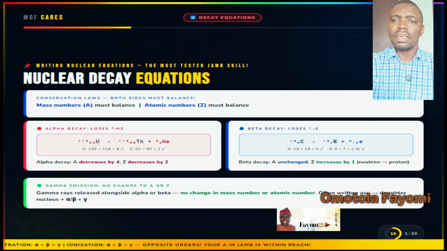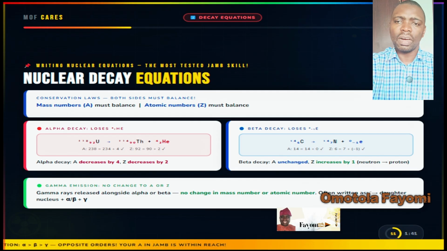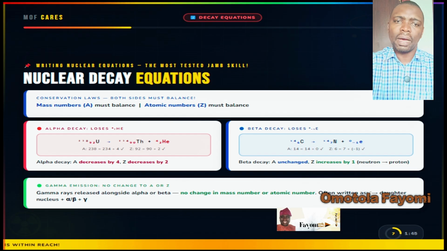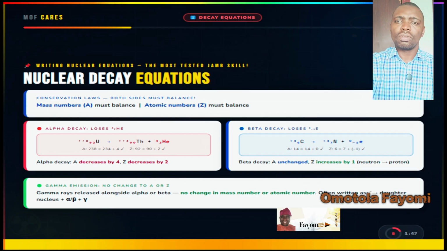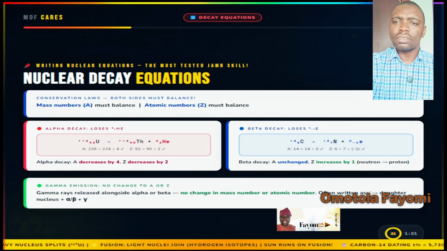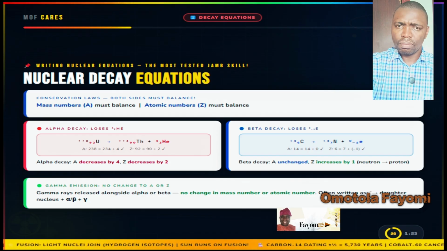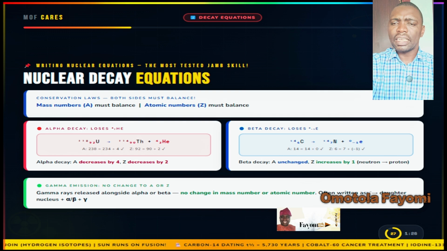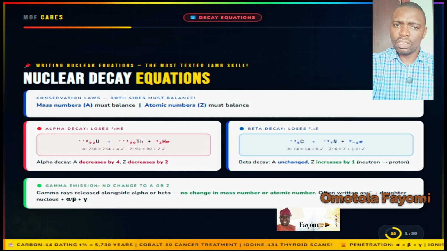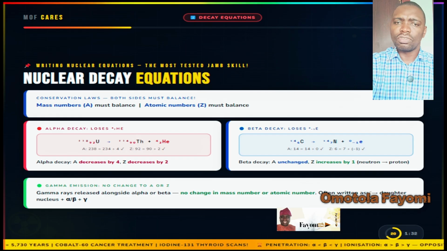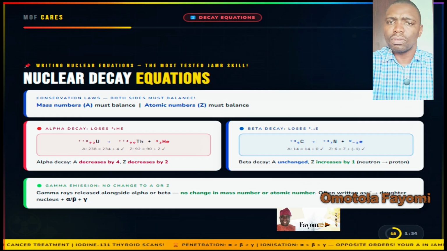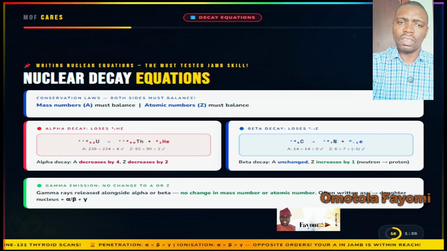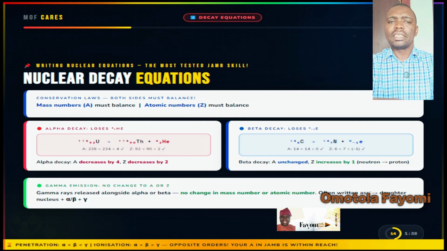Beta decay. A neutron in the nucleus converts to a proton emitting an electron. Carbon-14 decays by beta emission. So carbon-14 gives nitrogen-14 plus beta particle. So check A, 14 equals 14 plus 0. A is unchanged in beta decay. So check Z, 6 equals 7 plus minus 1, which equals 6. Z increases by 1 in beta decay.